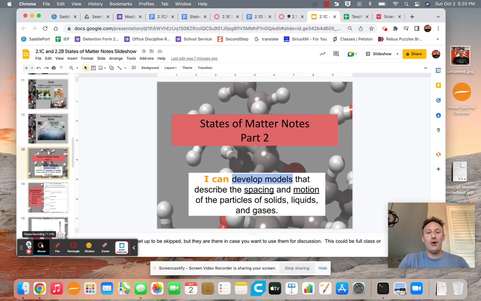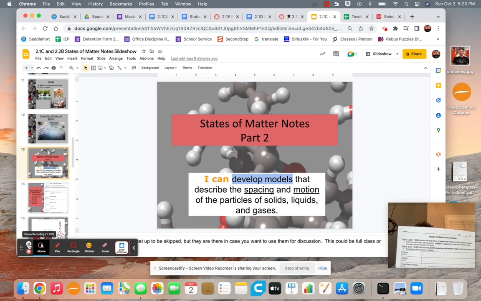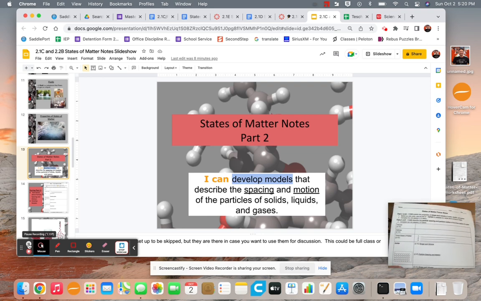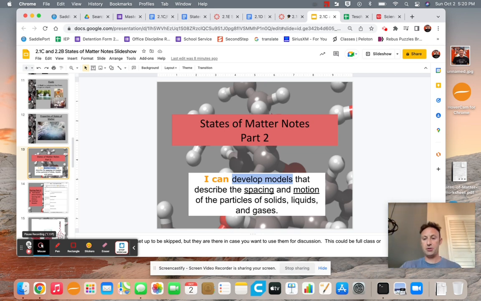All right. Okay, so what you are going to need is this paper that is already in your notebook. It's 2.1C. You have filled in the top three boxes and the top of the next three boxes where it says 2.1C. And now we're going to do the bottom part, which is particle spacing and motion. So we're going to do a little bit of writing and a little bit of sketching. So here we go. Let's get to it.